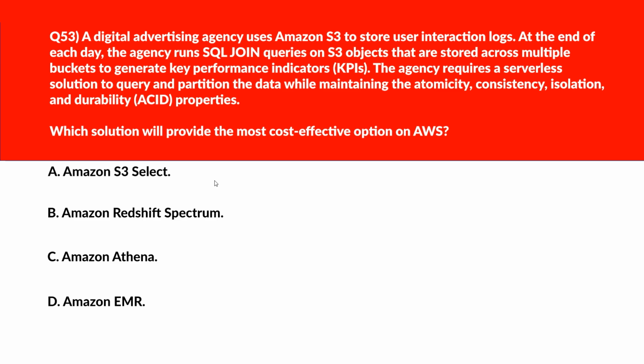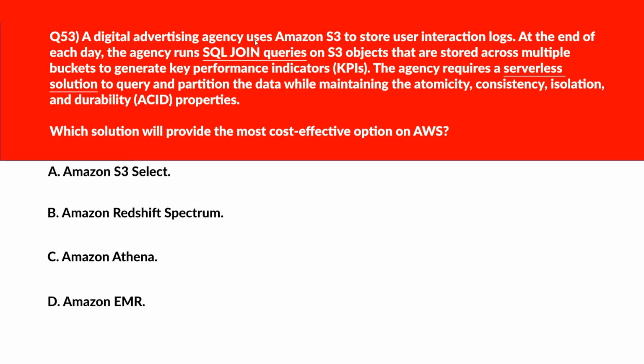All right, now we got an interesting question, and this time we need to select an option that needs SQL join queries on S3 objects, and it should be a serverless solution. Let's look at option A. A says Amazon S3 Select. S3 Select does not support complex queries like SQL join across multiple buckets. We'll eliminate this.